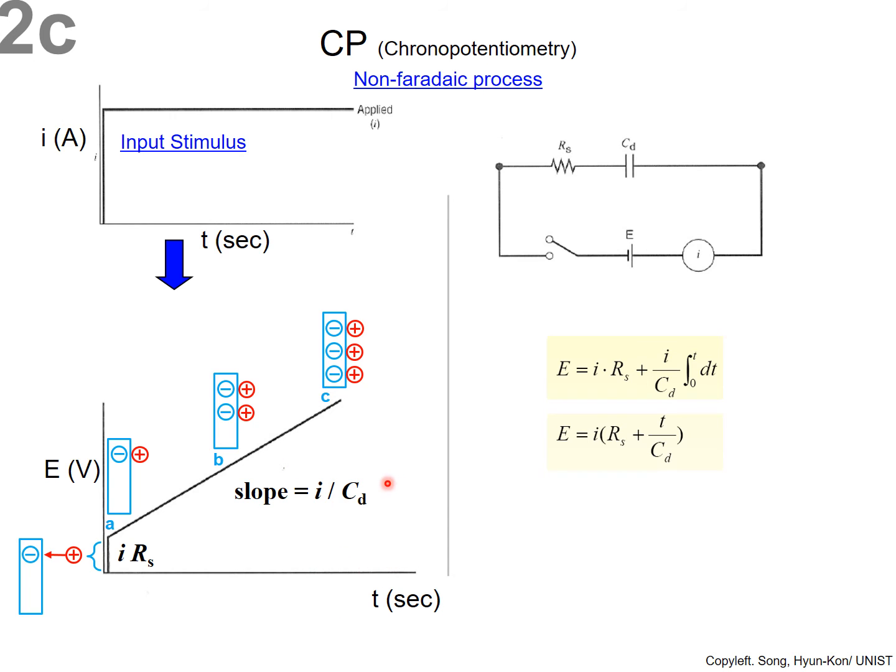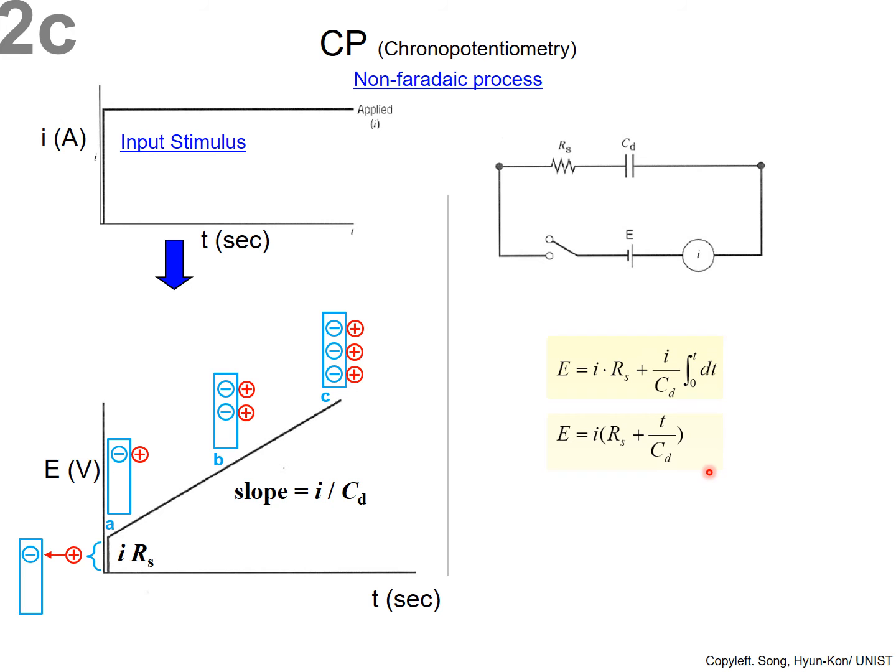Let me derive the equation. We are using the same equivalent circuit which is used for non-Faradaic processes in cyclic voltammetry, linear sweep voltammetry, or chronoamperometry. The overall potential is equal to the Ohm's law term plus Q over capacitance, which is about the charge accumulation. Q is the product of current and time. So the final equation is like that.